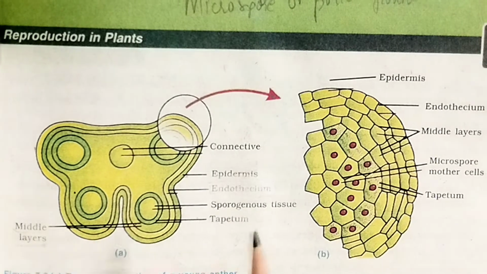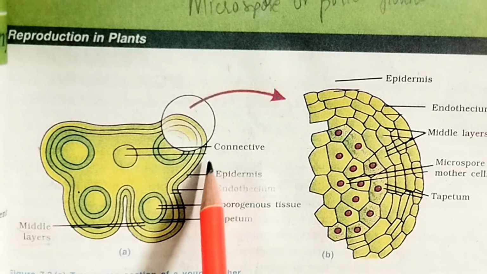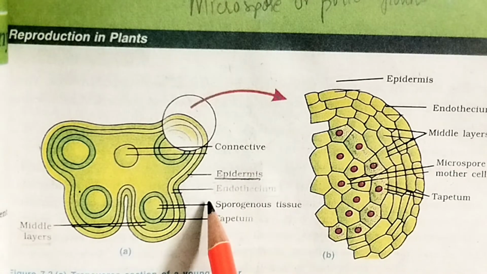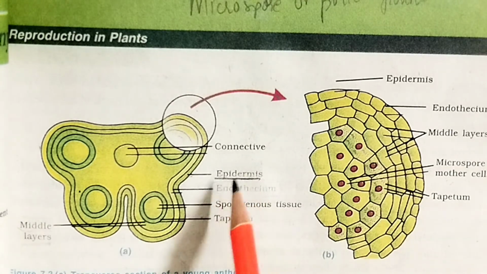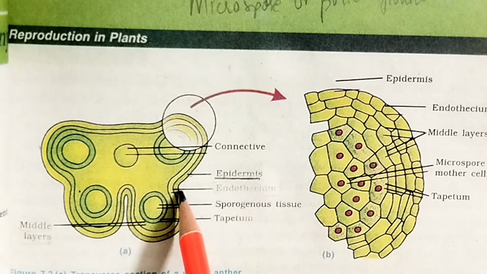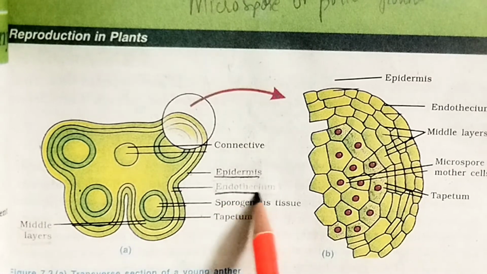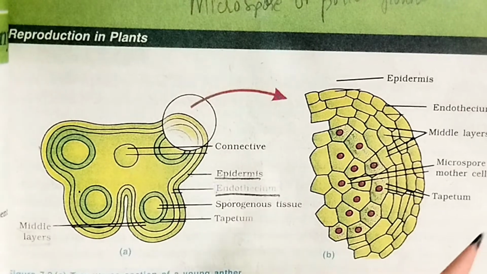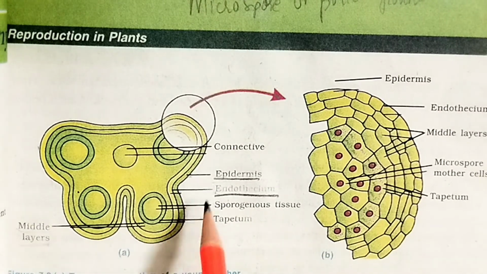Now let us see the transverse section of a young anther. If you see this structure, there are different layers. The outermost layer we call the epidermis, okay, which will protect and help in the dehiscence of the anther to release the pollen, right? And the second layer is called the endothecium, which will lose water and contract at maturity, and hence helps in the dehiscence of pollen again here.